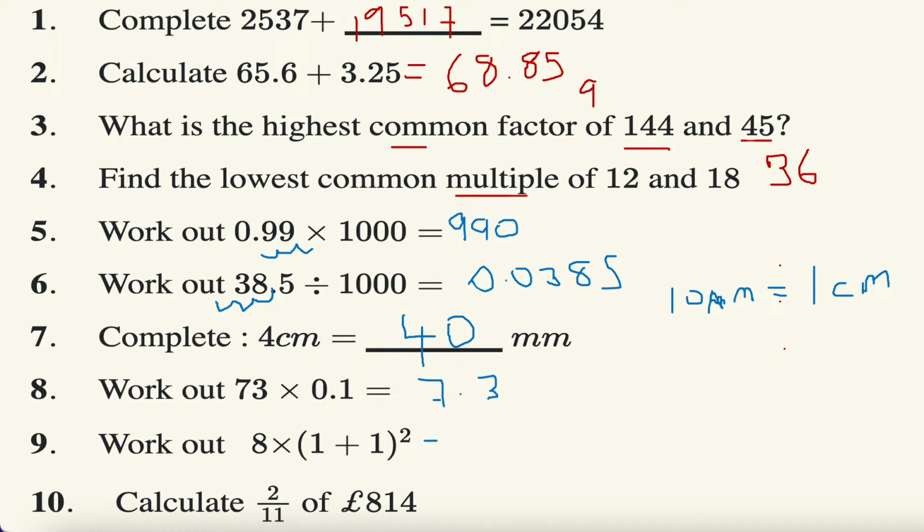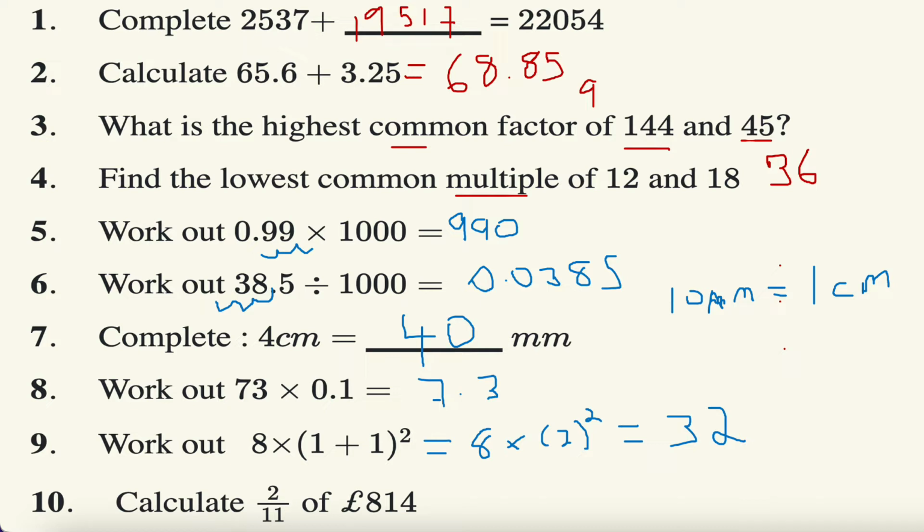Okay, this is question number 9. Work out 8 times (1 plus 1) all squared. Well, it's going to be 8 times 2 squared, or 2 to the power of 2. 2 to the power of 2 means 2 times 2. So 2 to the power of 2, or 2 squared, is 4. 8 times 4 is 32.